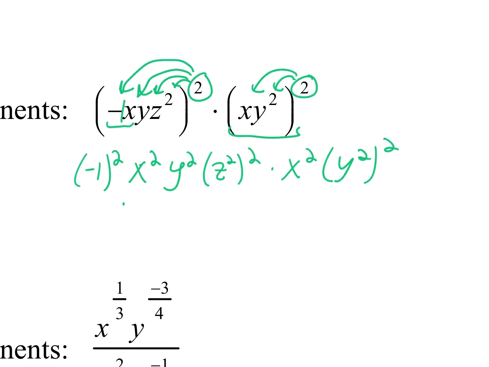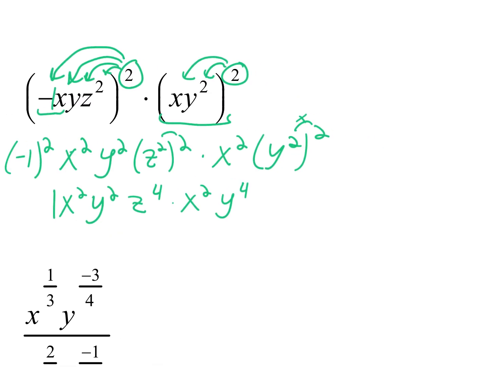And then now we just simplify these as much as we can. -1 squared is just 1. X squared and y squared are already fully simplified. What's our rule for a power to a power? Just multiply the exponents. So this is z to the power of 4. Same thing with this x squared over here. What about this one? This is going to be y to what power? Nice, the 4th.